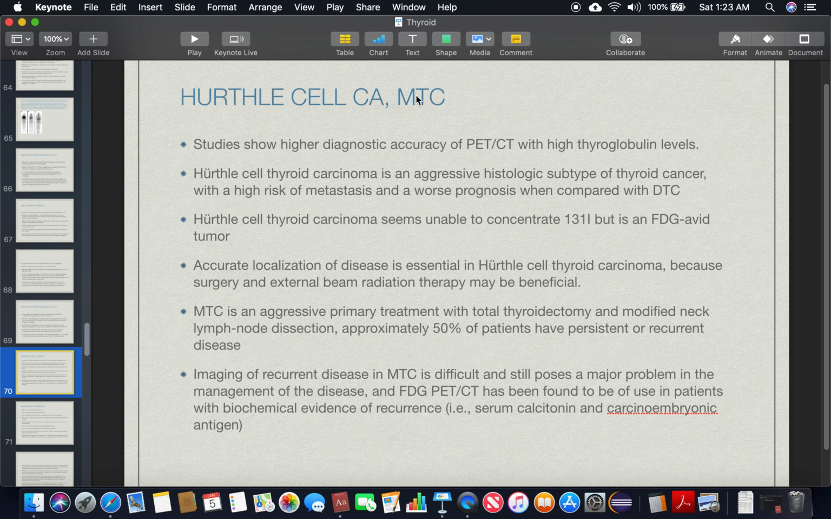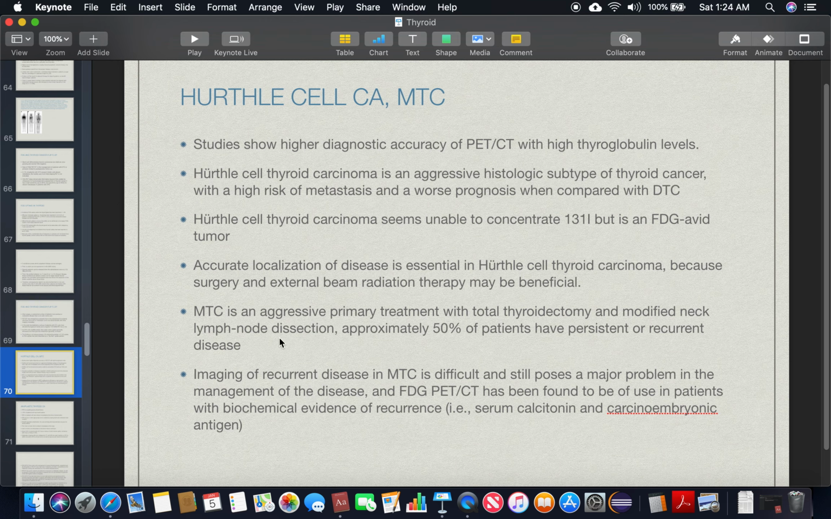Hurthle cell and medullary thyroid cancer. Now, PET-CT has a high diagnostic accuracy, particularly if the thyroglobulin levels are high. Now, in this particular Hurthle cell thyroid cancer, it's an aggressive tumor, high risk of metastasis, very poor prognosis compared to the differentiated thyroid cancer. This particular variety of cancer is unable to concentrate iodine 131, but it is FDG avid. So, this is one variety where PET is useful. And it is useful in accurate localization because surgery and external beam therapy may be beneficial.